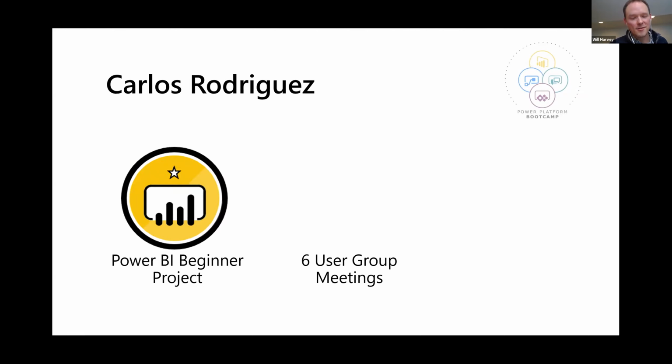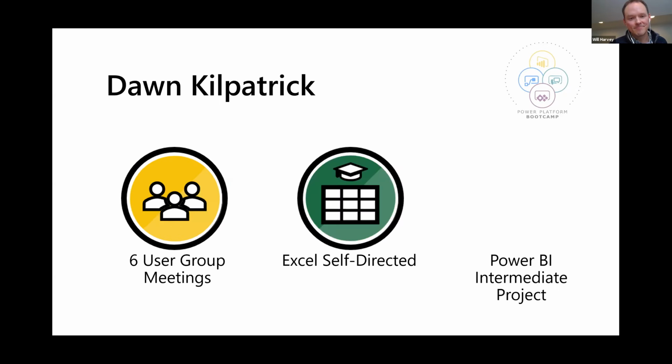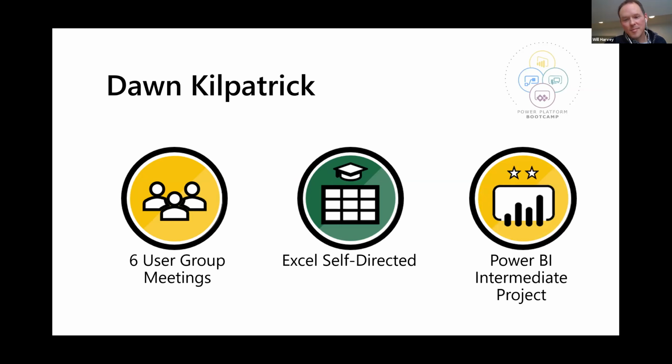And then Carlos Rodriguez, he already completed a Power BI beginner project and had it reviewed by one of our Power Platform bootcamp reviewers. But he also has come to 6 meetings and gets the 6 user group meeting badge. And then Dawn Kilpatrick, she's got her 3rd badge. So she had a project reviewed by Michael Hewitt this past month, and she's been awarded the intermediate. We have a little rubric that the reviewer uses, and so you could get an award from beginner to intermediate to advanced for the level of your project. So she was awarded an intermediate badge for her project.